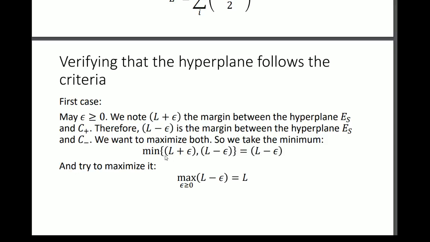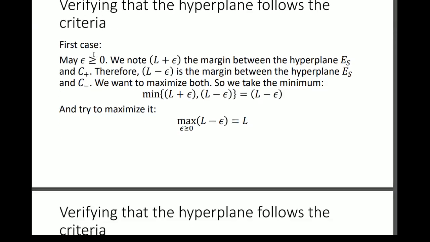So the minimum of L plus epsilon and L minus epsilon is L minus epsilon. We want to maximize it; the maximum of L minus epsilon is L, because this maximum is reached in L. So this means that the only possibility for epsilon positive is that it's equal to 0, because it's in the middle.